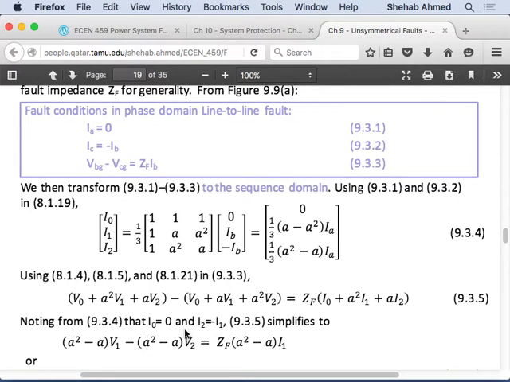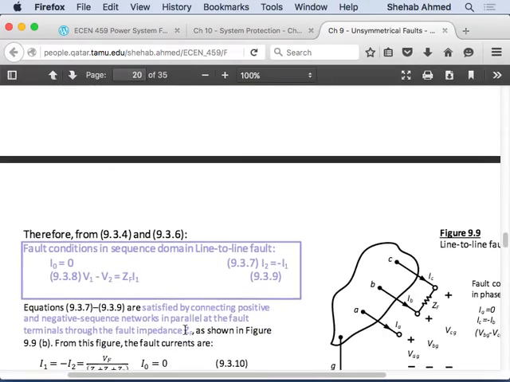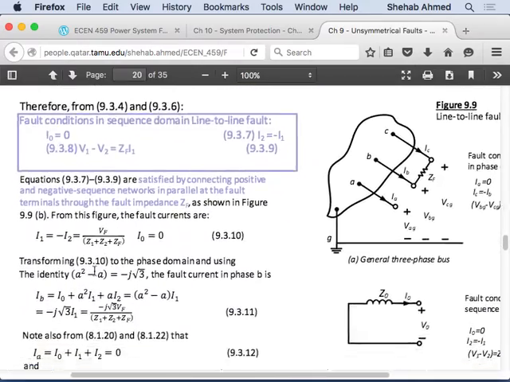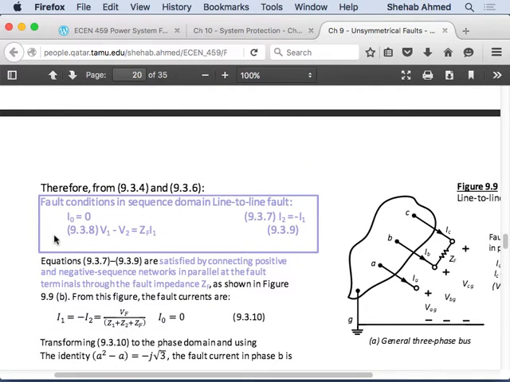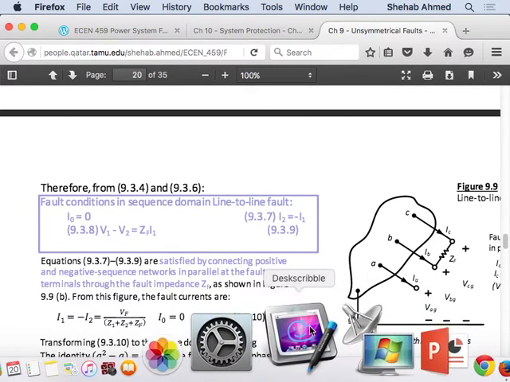Then the output of that will be a set of equations, in this case 2 equations, that will define how the circuit is connected. So here, the output of that was I0, the zero sequence current is equal to 0. The positive and negative sequence currents are equal and opposite of each other. And the third condition is the difference between the positive and negative sequence voltages is placed across the fault impedance. So how do you construct a circuit based on this?